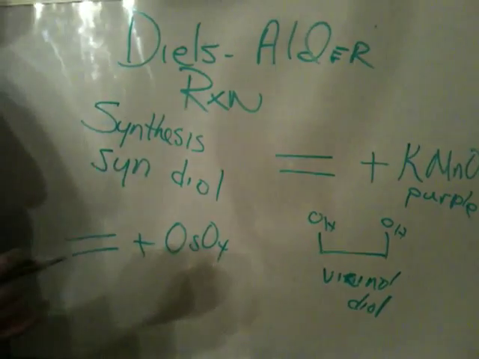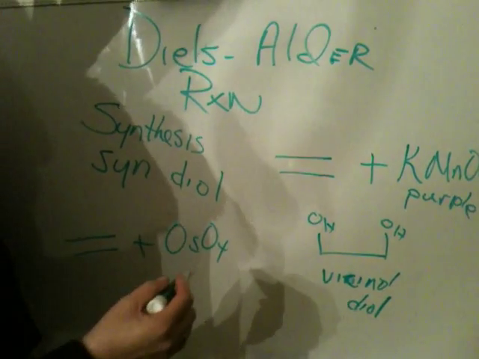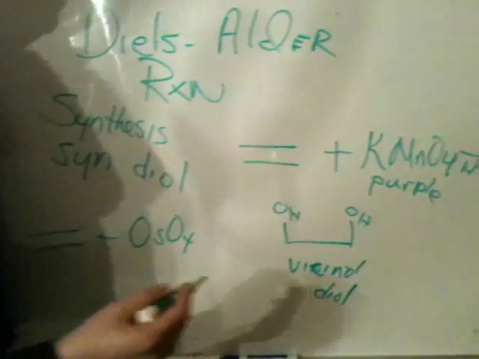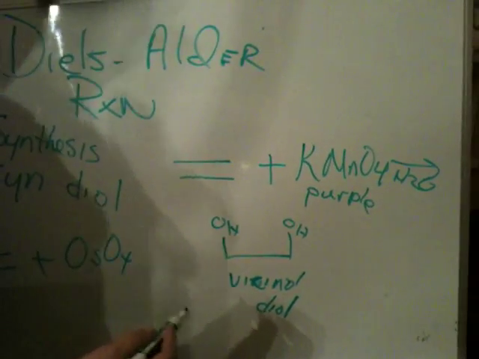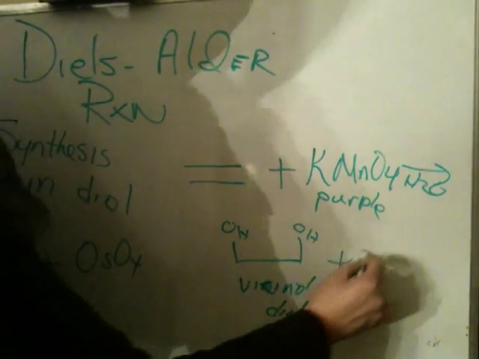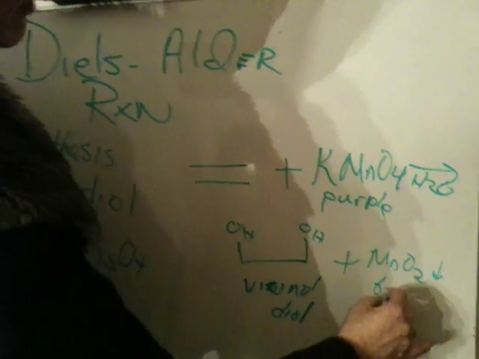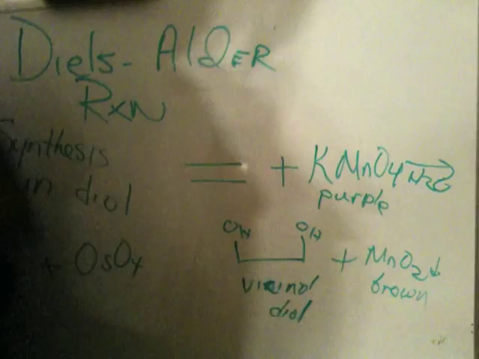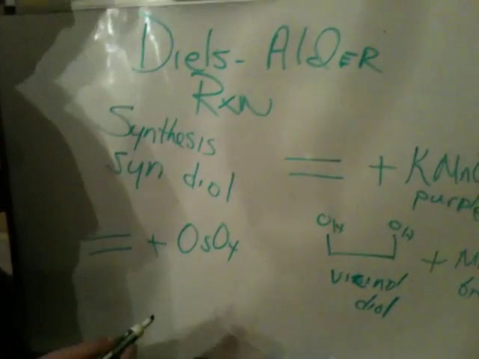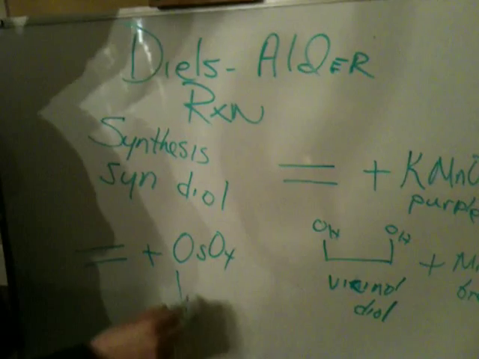more toxic than potassium permanganate. You'll notice this is one of your all-purpose oxidizing agents. The byproduct, by the way, in this reaction is manganese dioxide, and manganese dioxide is a brown solid. Okay, with osmium tetroxide, it's a very similar reaction mechanistically, or it's analogous.